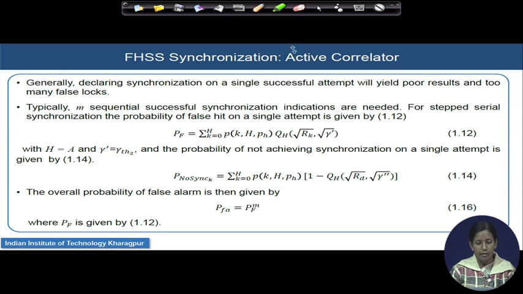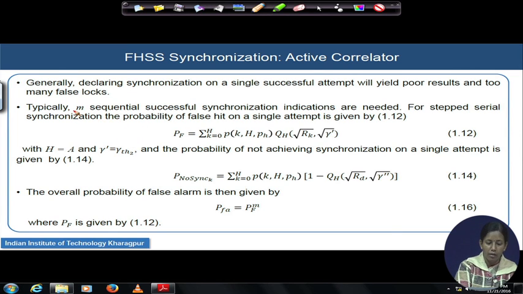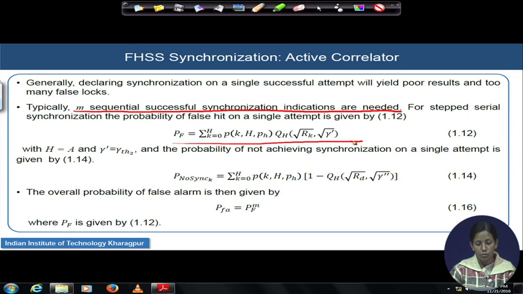So, typically here you will see that sequential successful synchronization indications are basically required, and remember it is a sequential indication and it is a serial search mechanism. And for the very first serial synchronization step, the probability of the false hit on a single attempt, we have already seen that this expression gives the probability of false alarm. We understood that the probability that there is no sync, I mean the misdetection, is given by this expression. We established this expression in the last module.